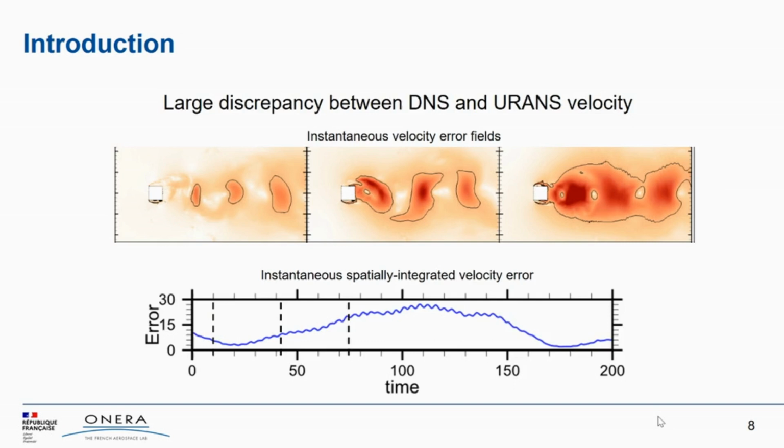This desynchronization leads to large errors in time, as you can see in the top figure, where we have plotted for the three instants represented before the instantaneous velocity error fields, so the difference between the URANS velocity field and the DNS velocity field. Now, if you integrate this error in space and show its evolution as a function of time in the bottom figure, you can clearly see that during phases where the simulations are synchronized, the error is minimal, but it can be quite strong when the two simulations are unsynchronized.